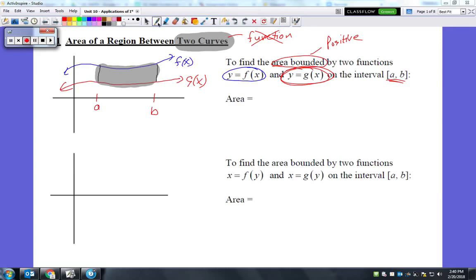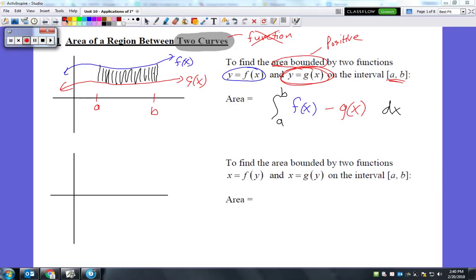Okay, so how do you set this area up? This is how you set it up. It'll be from a to b. These are vertical slices. All these are vertical slices, and that's what makes it dx. And it's going to be, in this case, the f of x minus g of x.